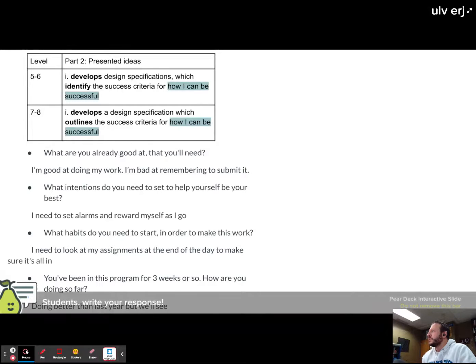All right, so I'm just going to read off one that I see that I think is complete. I'm good at doing my work. I'm bad at remembering to submit it. I do my work as best I can, but sometimes I forget to turn it in and want to fix that problem as I go along in online learning. So that's a good answer. It gave me something specific, and it hit two ideas. In the mark scheme band, I'd probably put it at a 3 to 4.